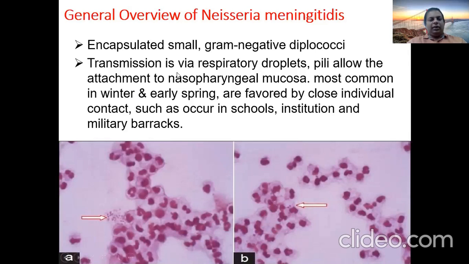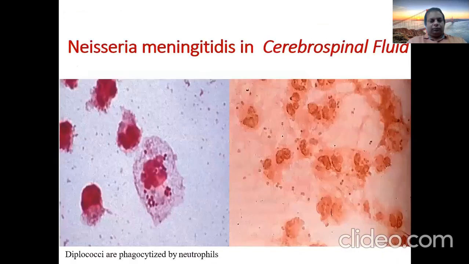It allows attachment to the nasopharyngeal mucosa. Most common in winter and early spring, it is favored by close individual contact, such as occurs in schools, institutions and military barracks. Also, those who go to Mecca for pilgrimage are more prone to develop it. Here it's seen in the CSF, cerebrospinal fluid. Here is a diplococcus, which you can easily see with the neutrophils.